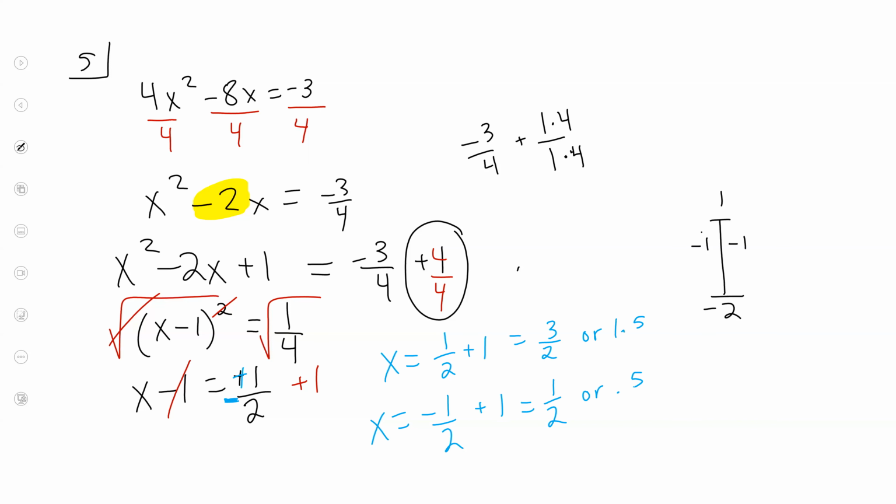Does that make sense, guys? You get 2 answers, because whenever you take the square root, you get a plus and a minus.